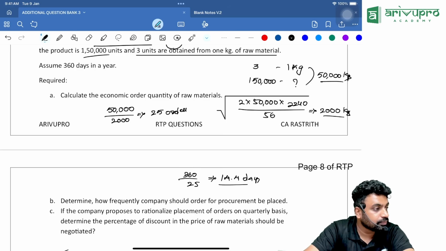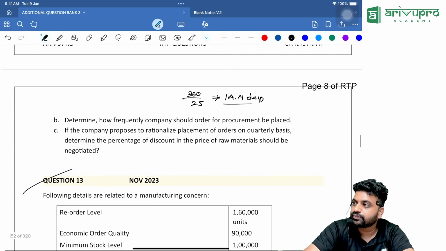Which one? Basically, you have to place 25 orders, sir. In a year, 360 days are there. If you place 25 orders in 1 year of 360 days, 1 order comes after how many days? It will come to 14.4 days.